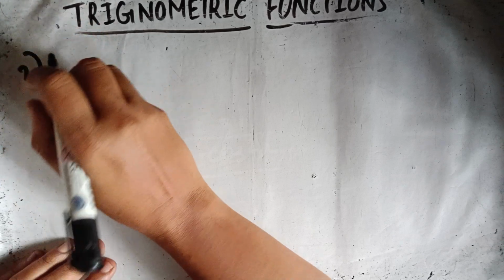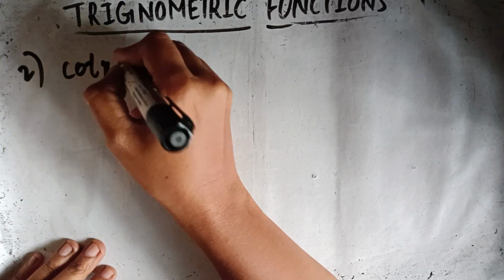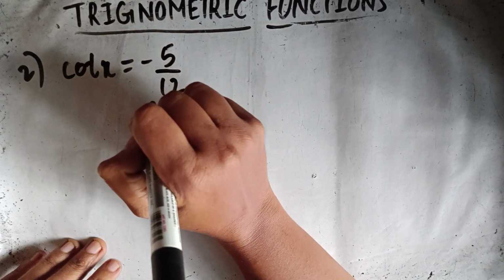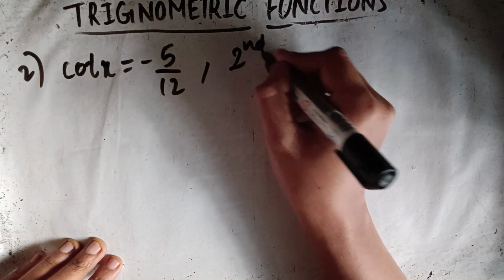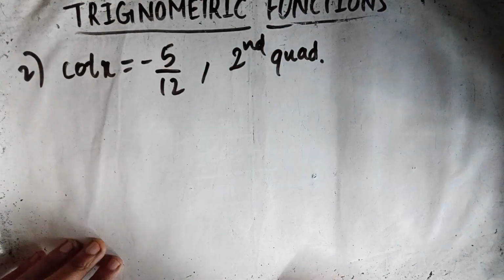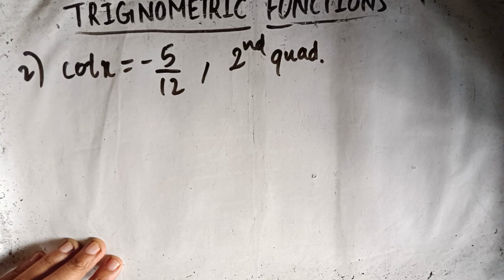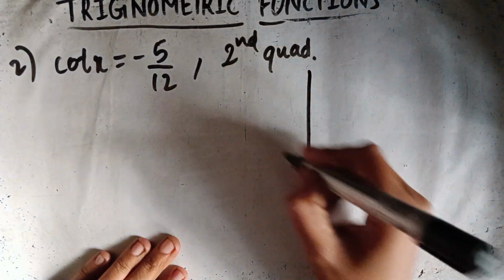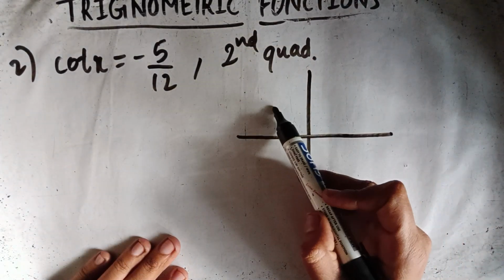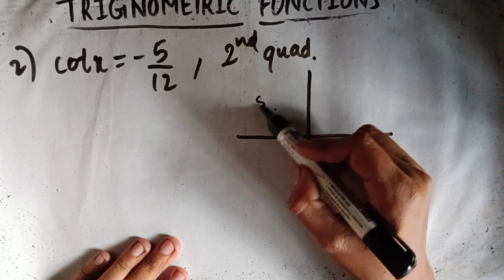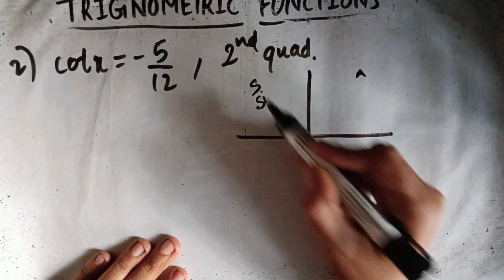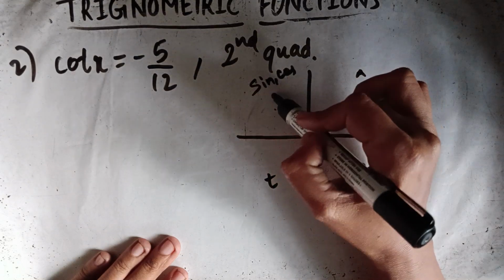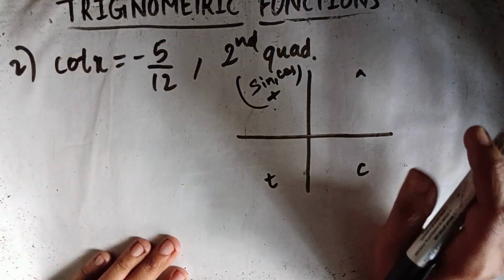Second, if cot of x is minus 5 upon 12, and x is in the second quadrant, find the values of the other 5 trigonometric functions. Okay, so first you draw. Second quadrant means this. Here only sine is positive: all students take coffee. Okay, sine and cosec are positive, the rest all are negative.